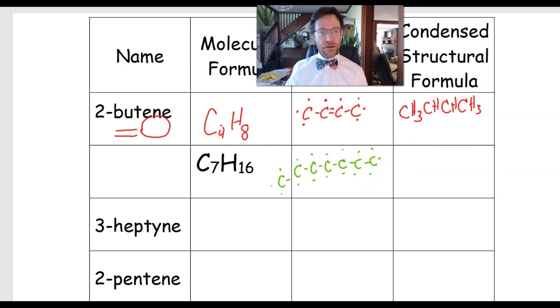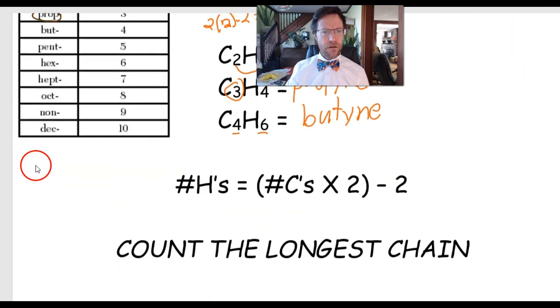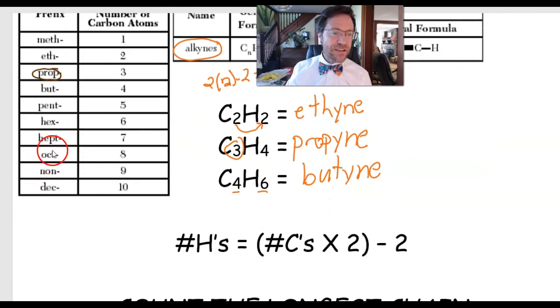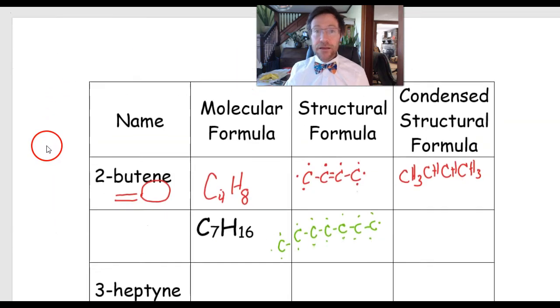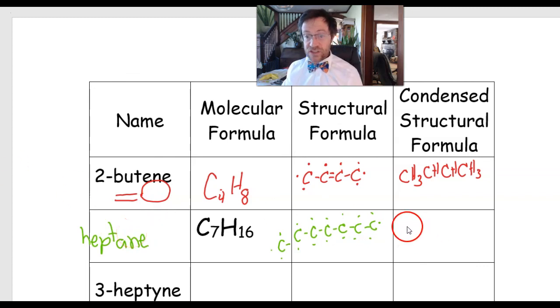What are we going to name this? I don't even remember. Oh, yes I do. It's hept. The prefix for 7 is hept. And since it's all single bonds, heptane. So, condensed structural formula.